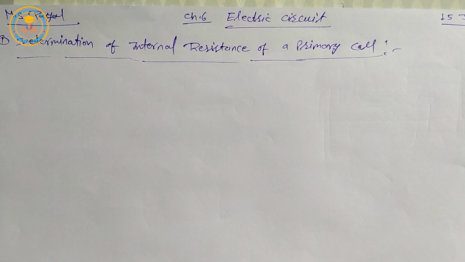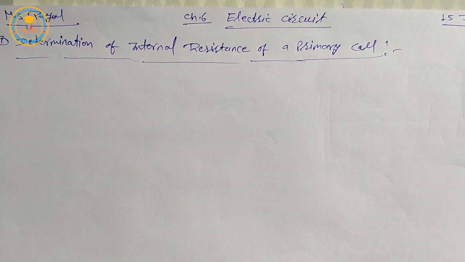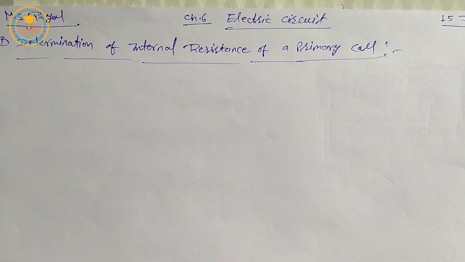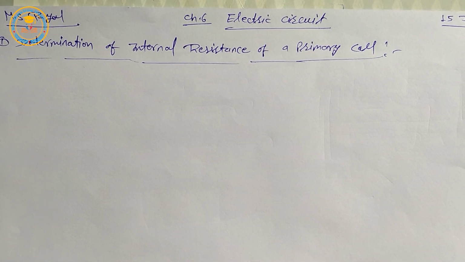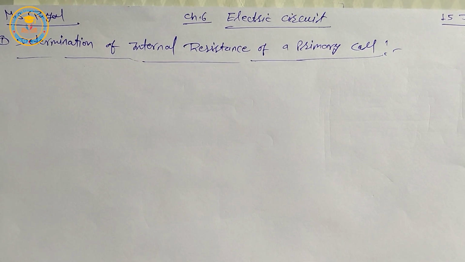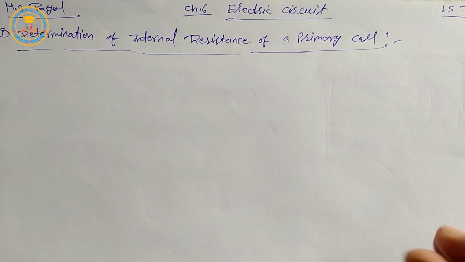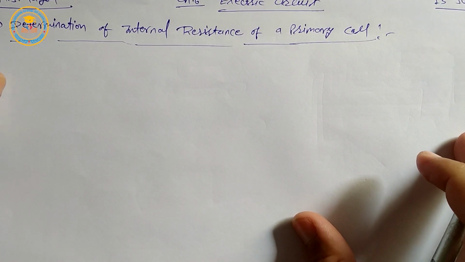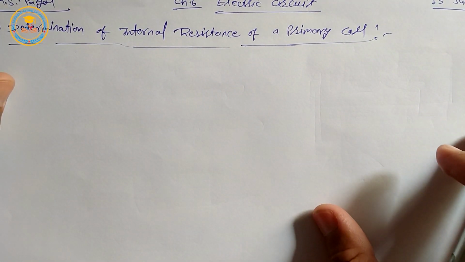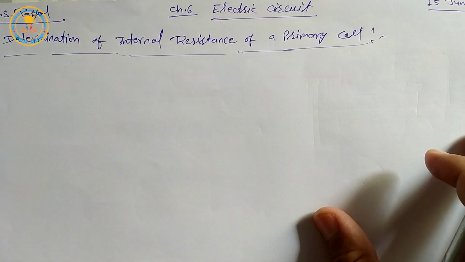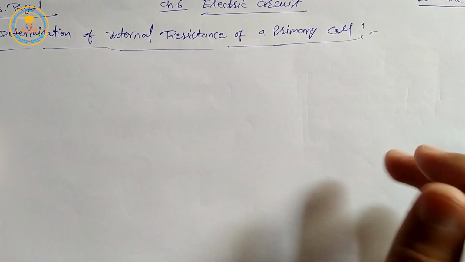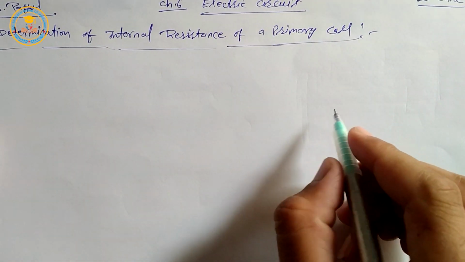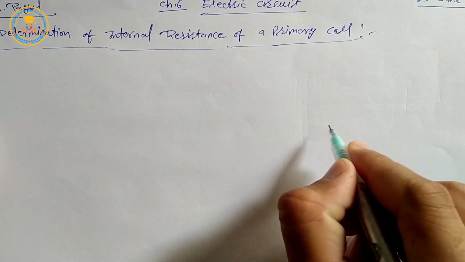In this sequence, first is determination of internal resistance of a primary cell. If we have a primary cell, then we determine the internal resistance of that cell. For this, first we draw a circuit diagram of this application, and I will explain its construction with the diagram. So see carefully.